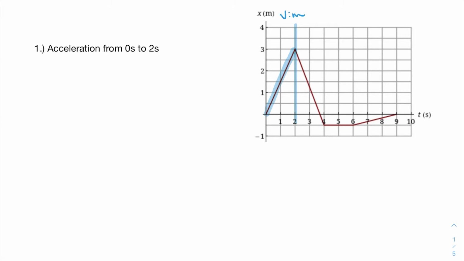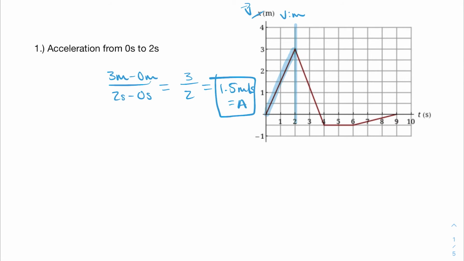So, again, change in velocity over change in time. To make it easier, we're going to substitute the x by a v to stand for velocity. So we're at 3 meters and 0. So we're going to do 3 meters minus 0 meters over 2 seconds minus 0 seconds, because we're at 2 and we start at 0. So we're going to divide 3 by 2. That equals 1.5 meters per second. That's the acceleration for number 1.